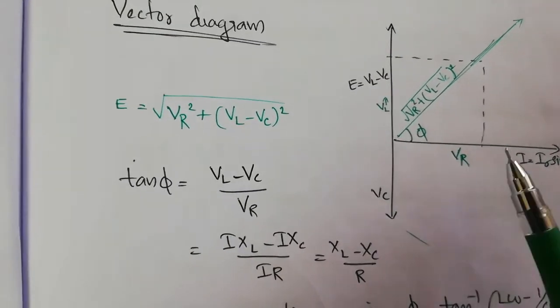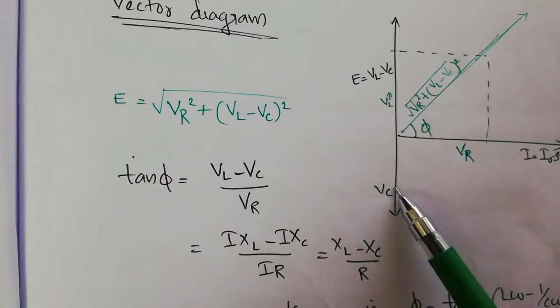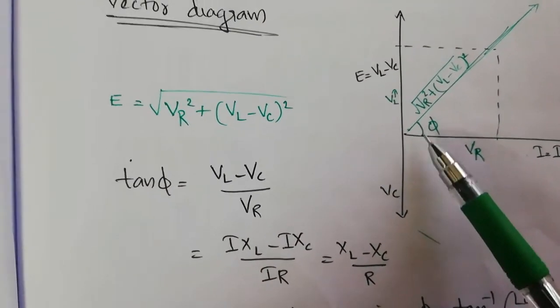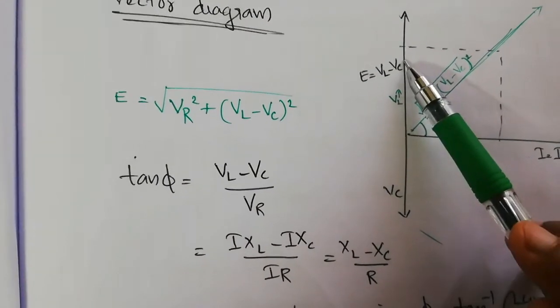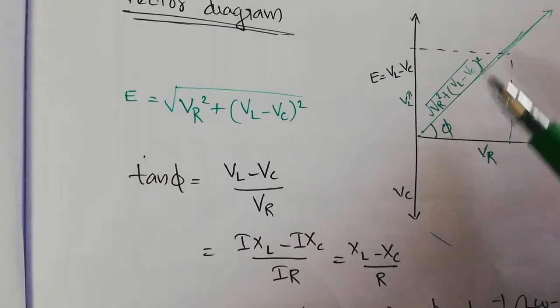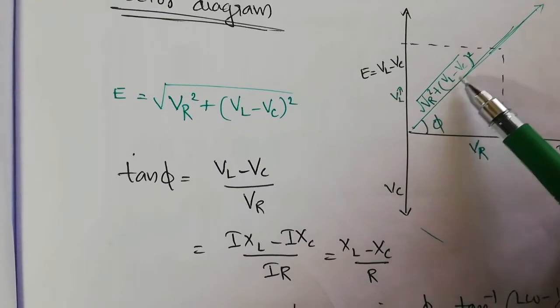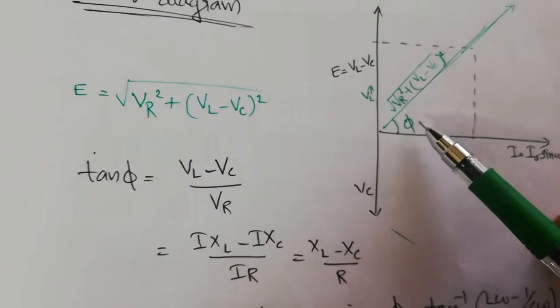We know VR is in phase with I, which is equal to I0 sin omega t, VC is lagging by pi by 2 and VL is leading by pi by 2. So overall along the y-axis we can draw this part as VL minus VC, and the resultant effect of alternating EMF will be root of VR square plus VL minus VC whole square, and the phase difference with the current is equal to phi.